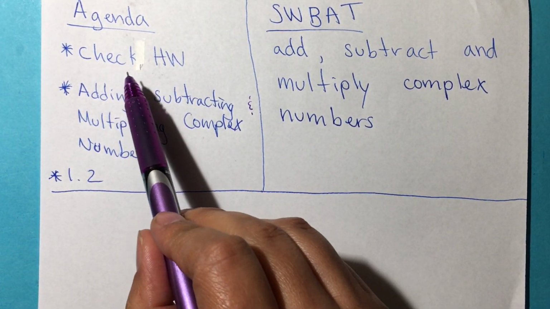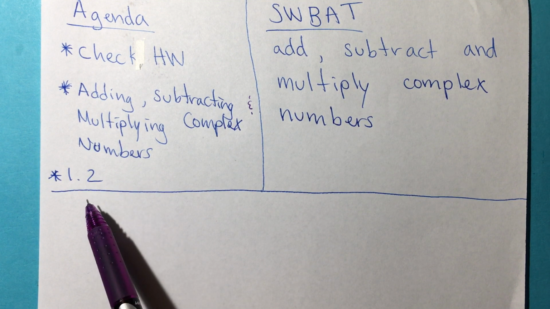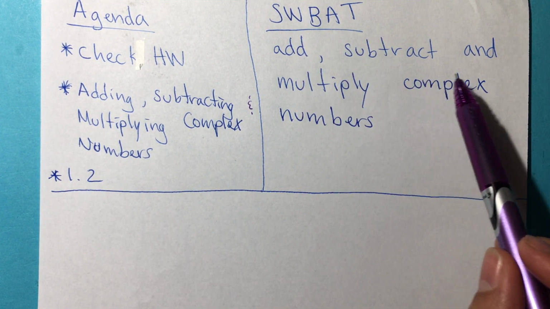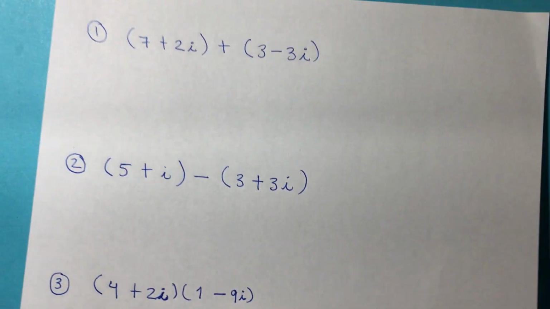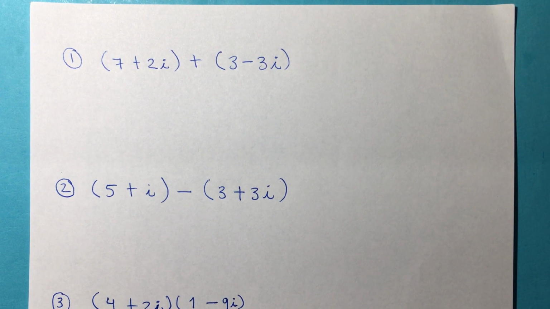Students, today's agenda is to check homework. We'll be adding, subtracting, and multiplying complex numbers. Today, students will be able to add, subtract, and multiply complex numbers. Again, this is just like the first lesson, it's just review, so you're probably familiar with some of these concepts.